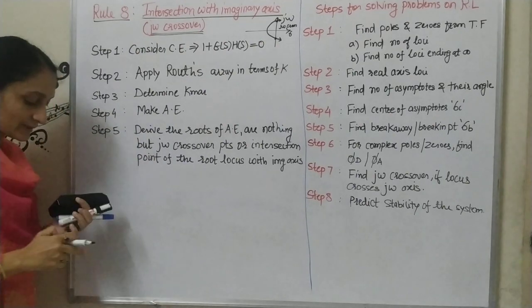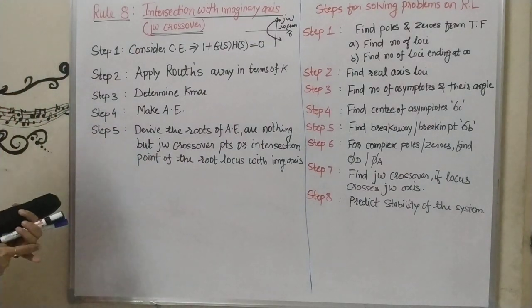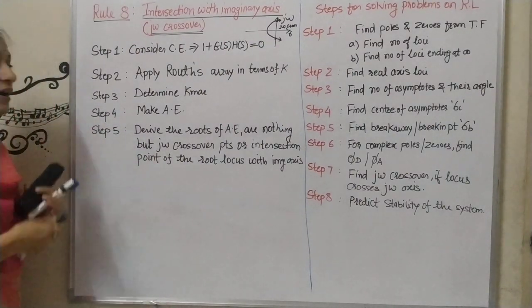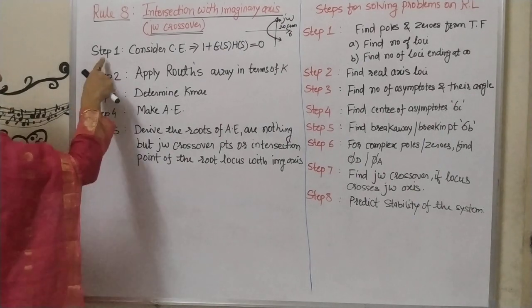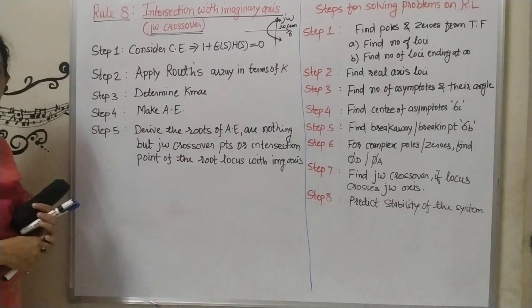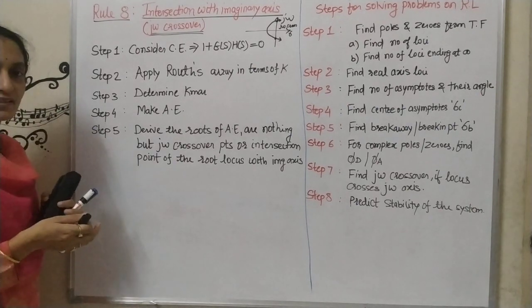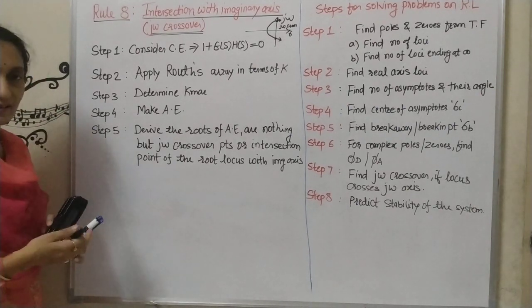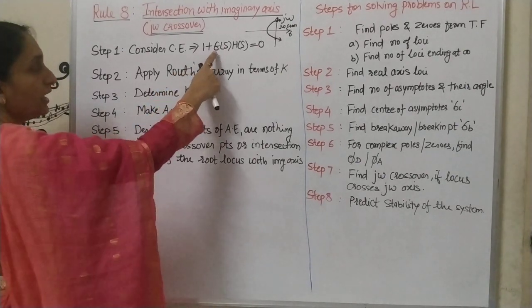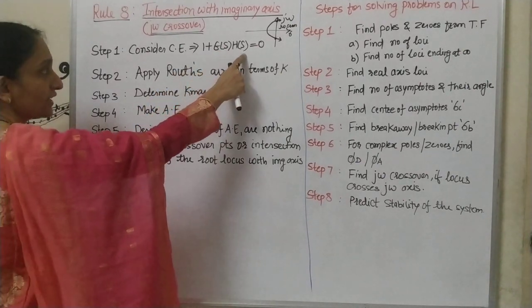Okay, so what is the method to calculate j omega crossover? That is nothing but the Routh's array. Okay, we know that step number 1 for calculating Routh's array we need a characteristic equation. Suppose transfer function is there, then you can calculate characteristic equation from the transfer function by substituting the value of g of s and h of s here.